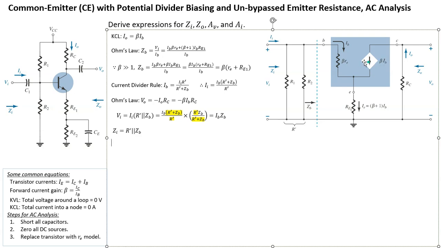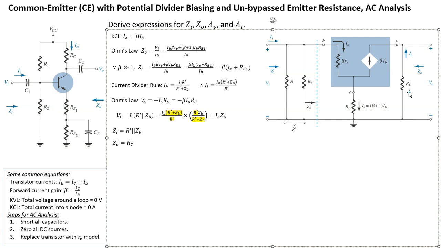So there's a break here, meaning that the only thing ZO will see is just RC. So this is even more straightforward. ZO is simply equal to RC. All right, so now let's go for AV.